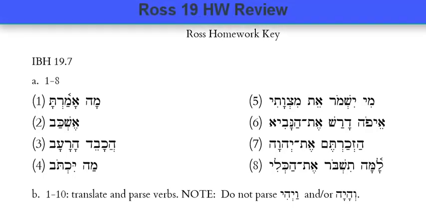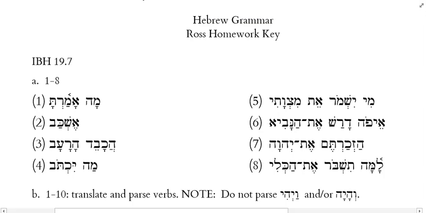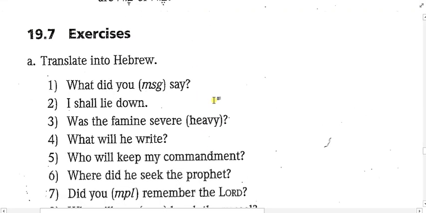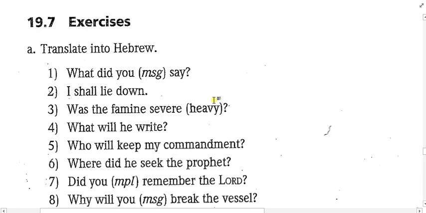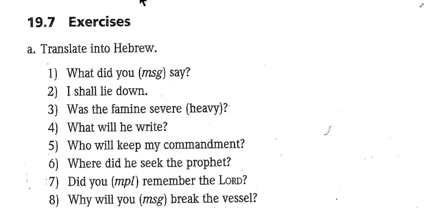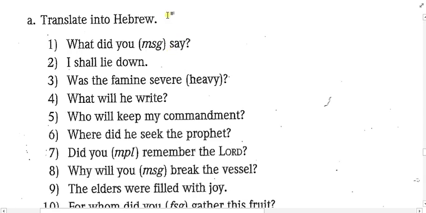Let's look at chapter 19 homework. I've got my answer key available to look at here, and at the same time I'll pull up the Ross textbook homework. What you were to do was to translate these sentences into Hebrew from English. I think I gave you the first 8 to do. Is that right? Yeah, 1 through 8. So, are there any questions about how to do these?